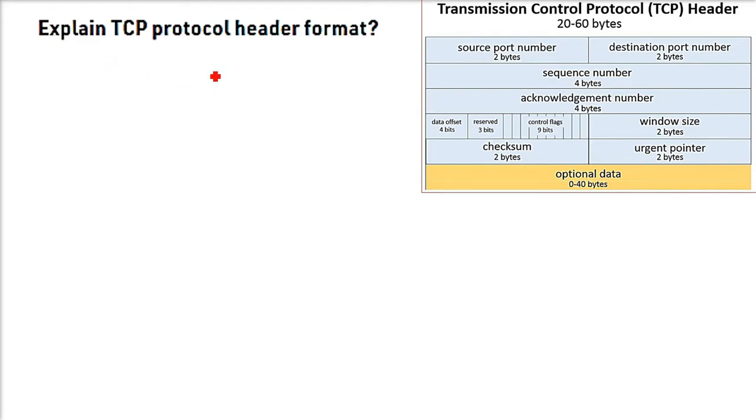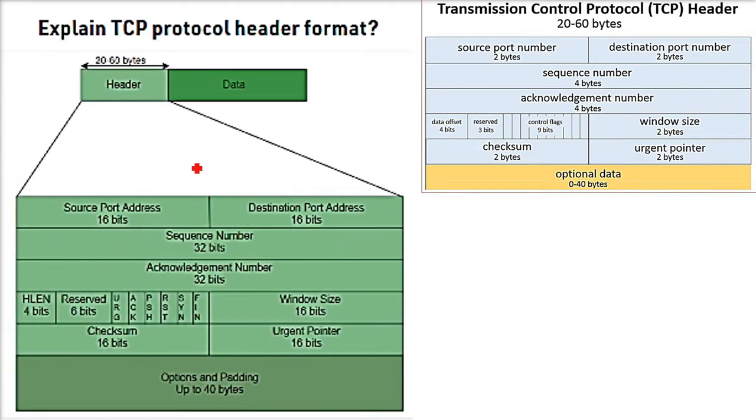Explain TCP protocol header format. The TCP header is very important, because everything in the header does something, and that provides the reliability, the error control, and the flow control. The other part is the payload, called the data. The first part is the header. The header can be 20 to 60 bytes. The actual data stream is here. The minimum size is 20 bytes. It cannot be less than that. The maximum size is 60 bytes.